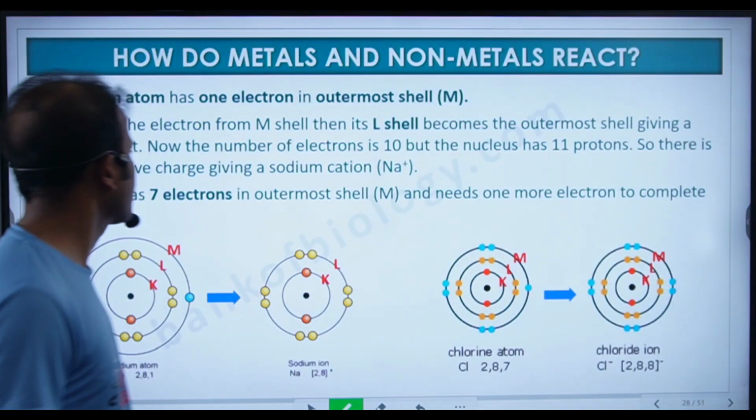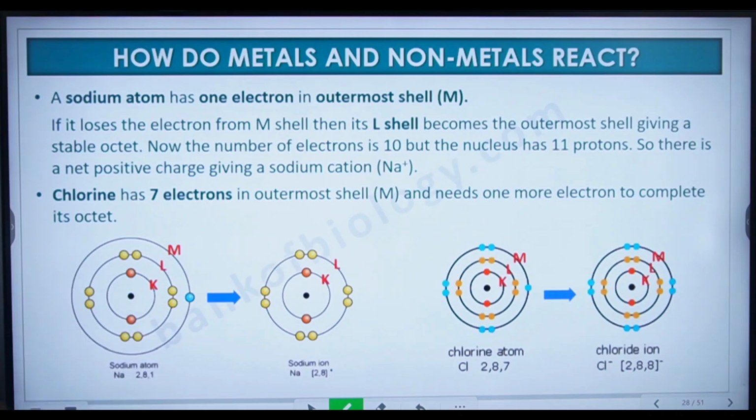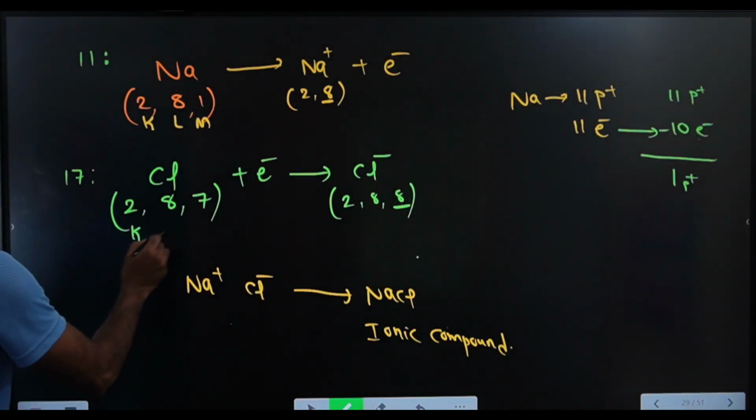Now chlorine has 7 electrons in its outermost shell, that is the M shell. Now you see K, L, M.